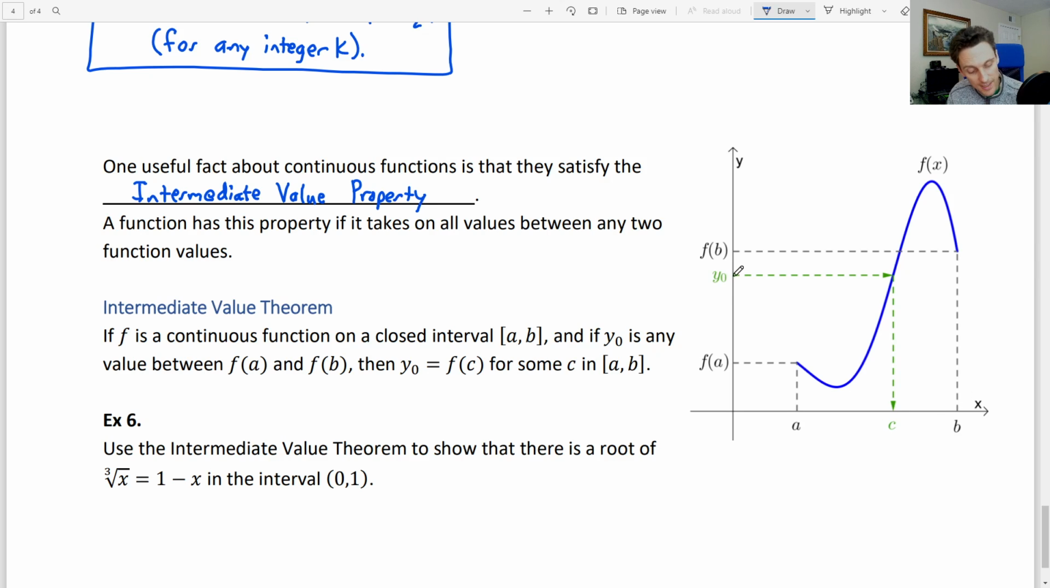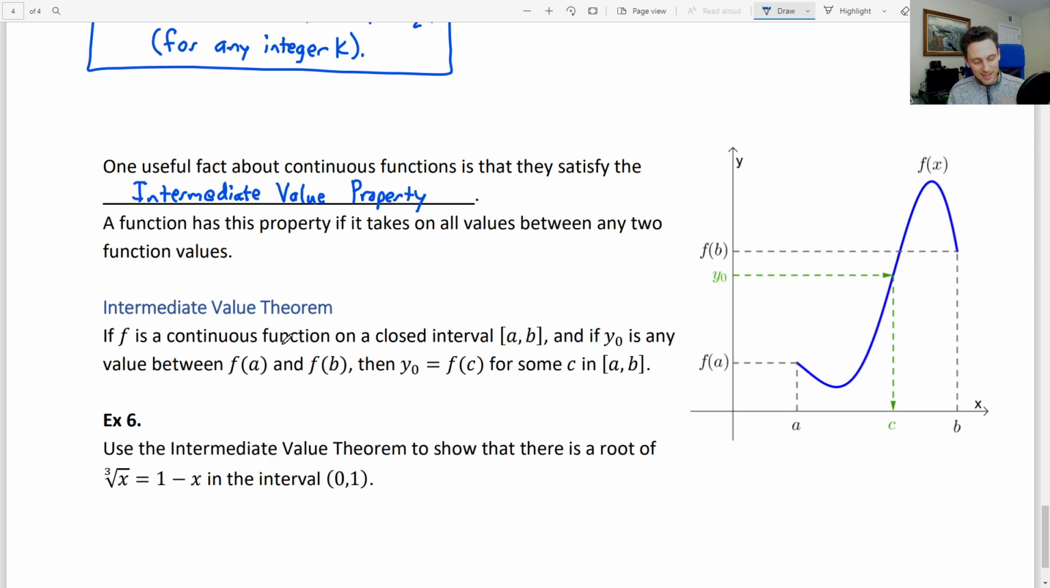So this is true for each y value between f of a and f of b. So if we pick any y value between f of a and f of b, we'll just call it y naught. And that y value is going to have some corresponding x value. There's going to be some point on the graph that has that y value, in other words. And the x value is going to have to be between a and b. So this is another way of saying that the graph is going to attain all of the y values from f of a to f of b. And this is going to be true if the graph is continuous.